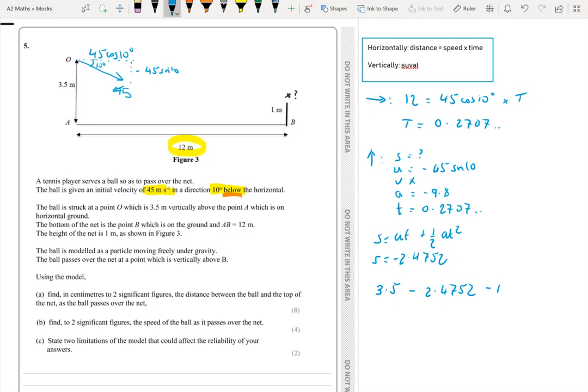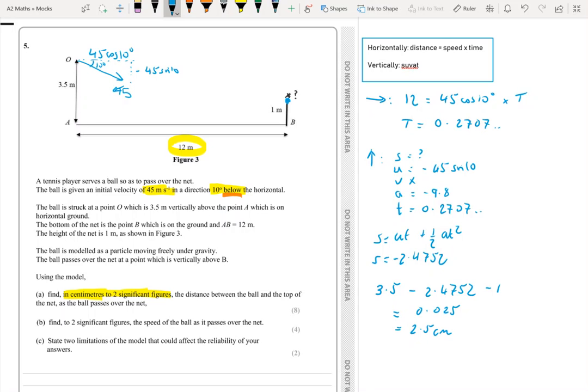There's not much space in there to draw it, but I'll just try and highlight in blue on the diagram that little gap there between the net and the ball. If you put all of that into your calculator, you'll get 0.025. But notice the question wants this specified in centimeters to 2SF, so that is 2.5 centimeters. So we've just cleared the net by 2.5 centimeters.